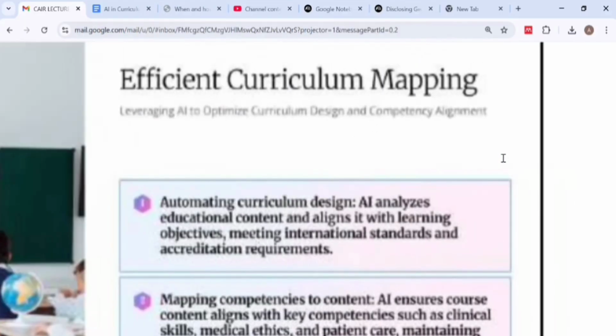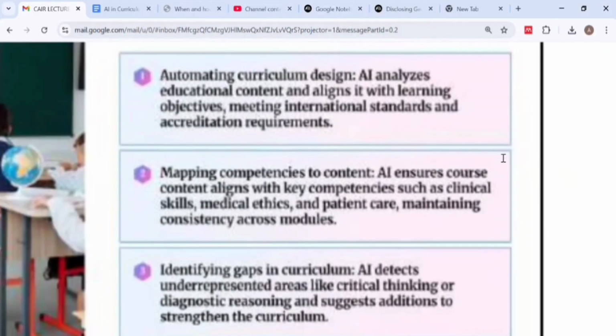Efficient curriculum mapping. Leveraging AI to optimize curriculum design and competency alignment. Automated curriculum design. AI analyzes educational content and aligns it with learning objectives, meeting international standards and accreditation requirements.